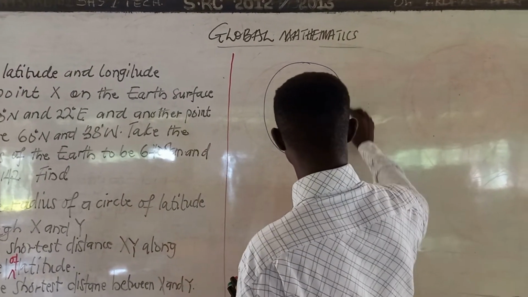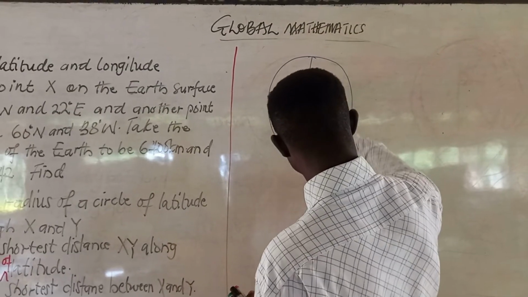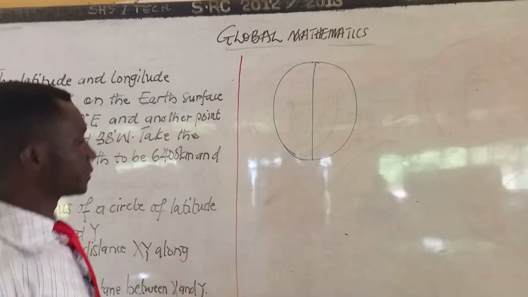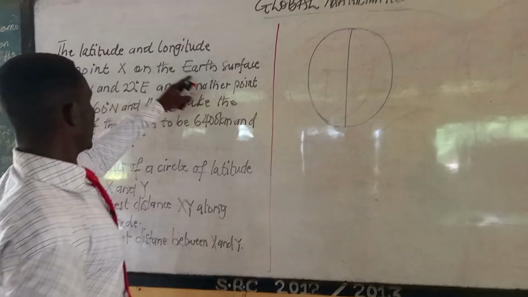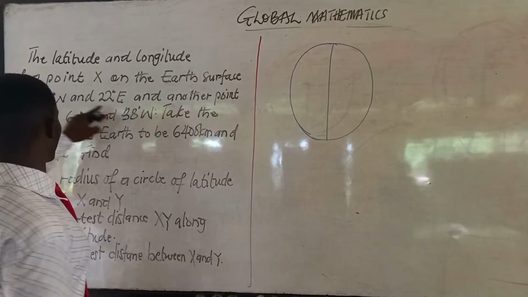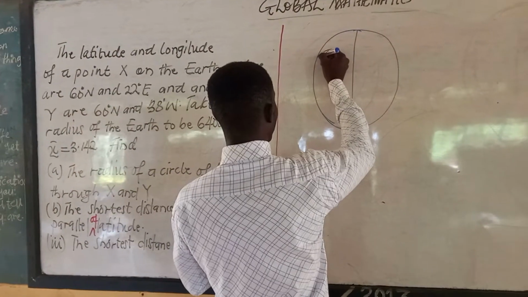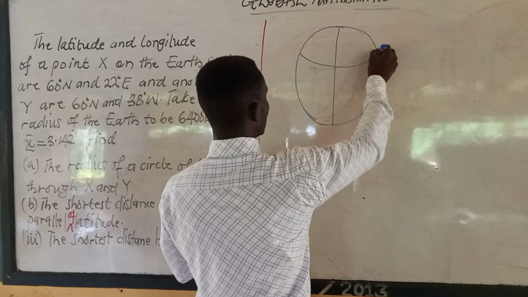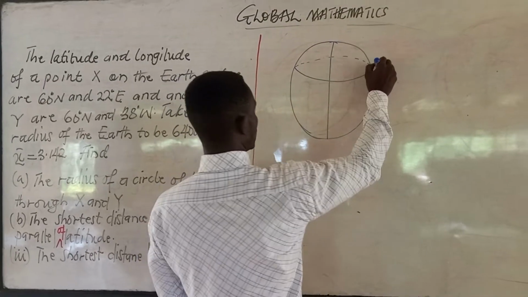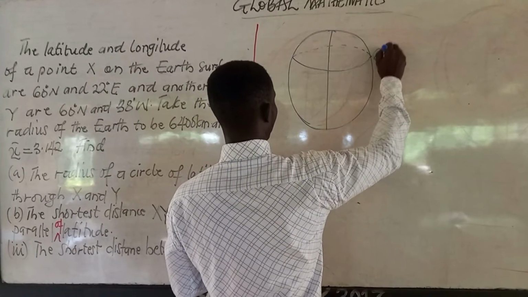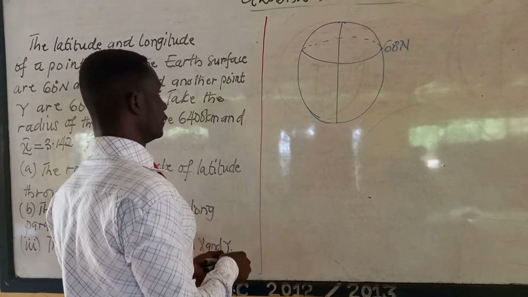So this is my Earth. This is the axis of the Earth. The question says latitude and longitude of a point X on the Earth's surface are 60 degrees north and 22 degrees east. So 60 degrees north is the latitude. So I'll draw my latitude 60 degrees north. This is my latitude. And every latitude will create a circle. So this is 60 degrees north.